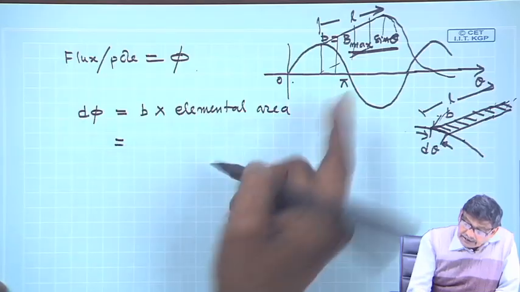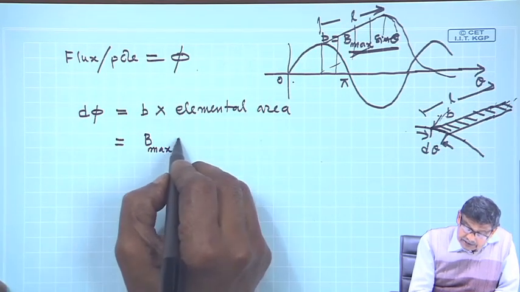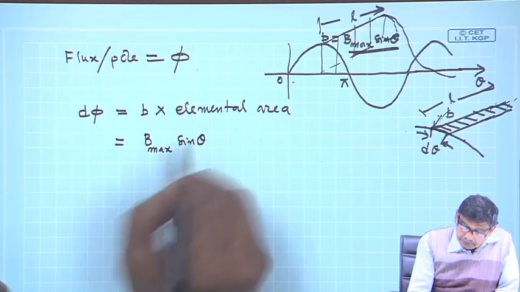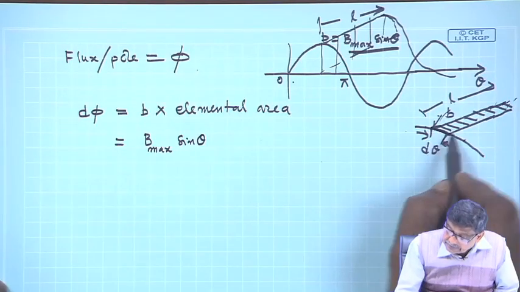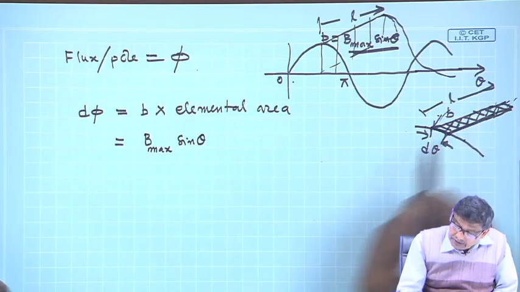What is the instantaneous value of B there? It is B max sin theta. And what is this area? That is the big question, this area.